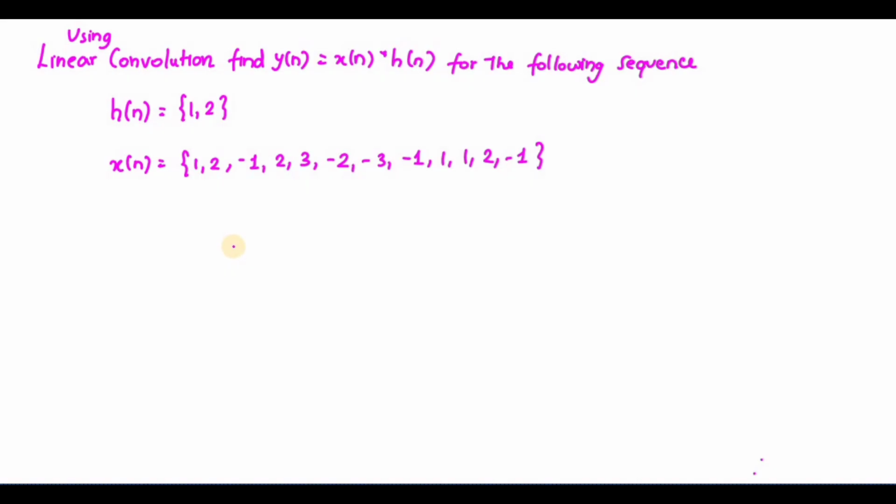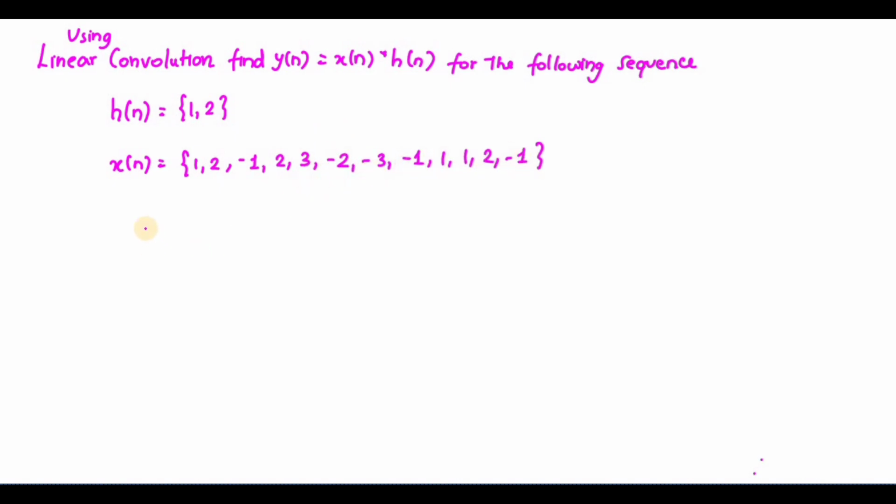In this video, we are going to discuss a problem on linear convolution. The question is, using linear convolution, find y of n is equal to x of n convolution h of n for the following sequence. The h of n value is given as 1, 2, and x of n value is given as 1, 2, minus 1, 2, 3, minus 2, minus 3, minus 1, 1, 1, 2, minus 1.